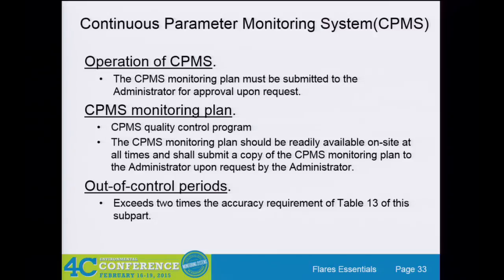Going through the requirements for this plan, it is not just fill out a form and send it in. This is a highly detailed plan, so it will take significant effort to create this. It's going to incorporate the QA/QC requirements. And luckily, you just have to have it on site, and you only have to submit this plan if requested by the administrator. I know different states are a little different. Some states require these QA/QC plans to be submitted to them for approval, but that's state specific.